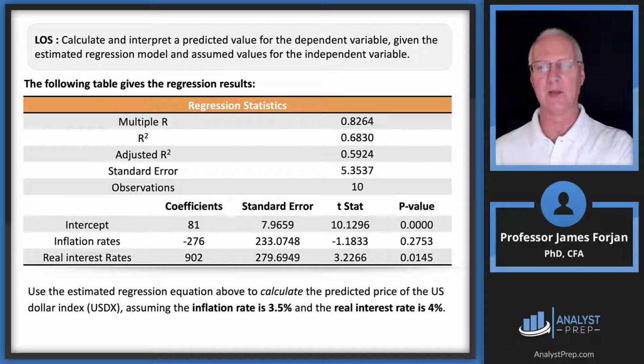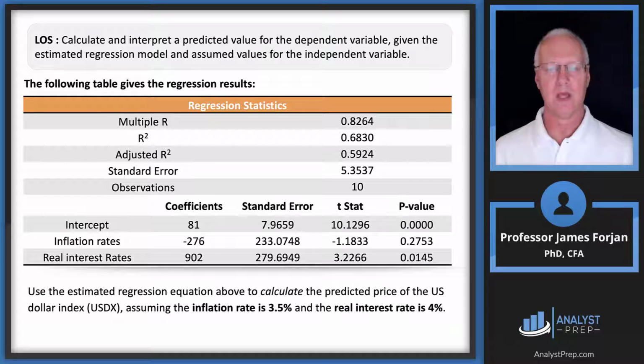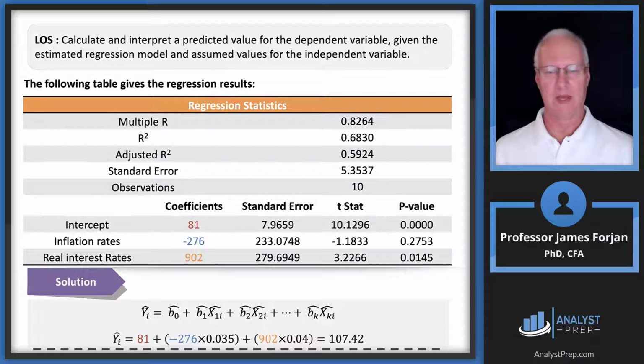Once again, let me just remind you, look all the way over on the bottom right column. The p-value for the intercept is, boy, a bunch of zeros in there. That just means that the intercept doesn't go through the origin. Inflation rate 0.27, so that's not significant. But real interest rates, there's 0.0145. That's less than 5%. So if we're doing 5% confidence here, inflation rate, not significant. Real interest rate are significant. So let's go ahead and predict. So our US dollar index is going to be, well, there it is. You can do the math, 107.42.